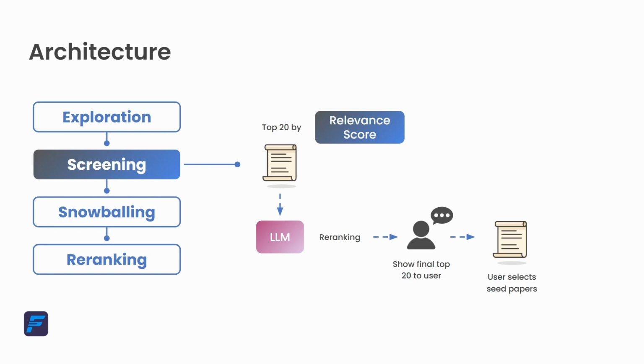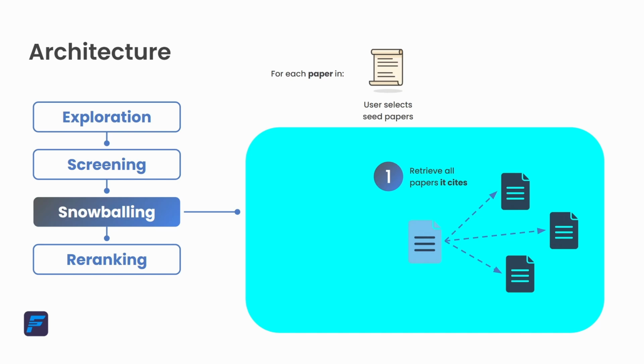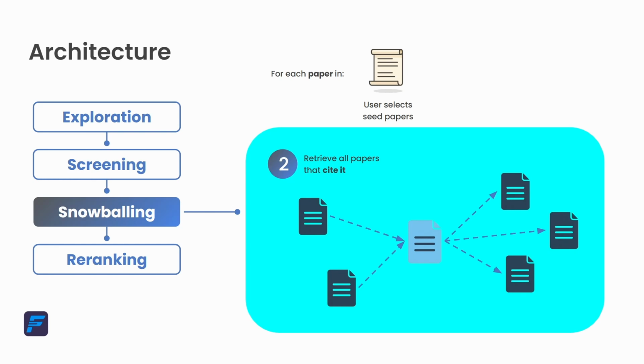So from these seed papers now, we're going to move into the snowballing stage, and we're going to say for each one of these papers that the user said are relevant, we're going to now construct a citation graph. So we're going to say, okay, what are all the papers that paper cites? And we track them all through the OpenAlex API. And then we're going to do the reverse, the complement. So we're going to say, what are all the papers that cite it? Right? And so now we cover all bases. We have this sort of 1 degree of separation graph of all the papers that might be related to this one.